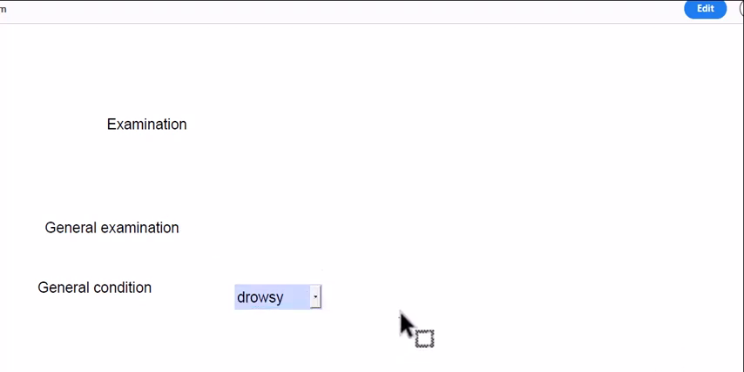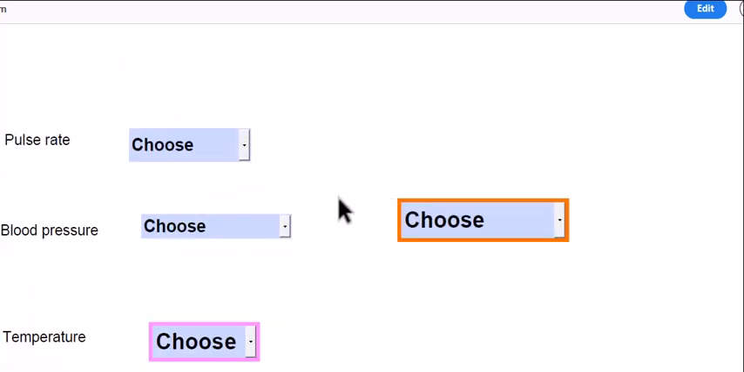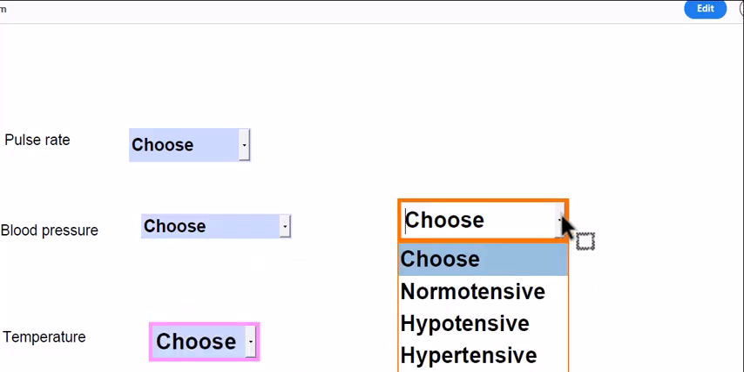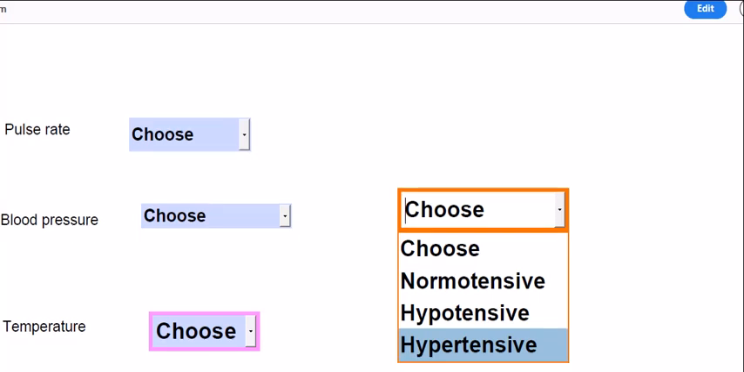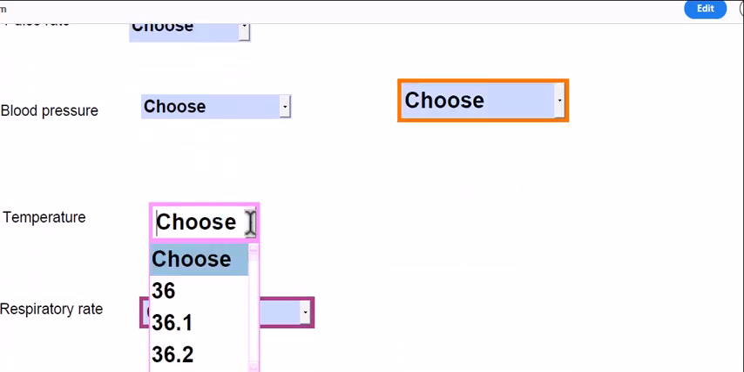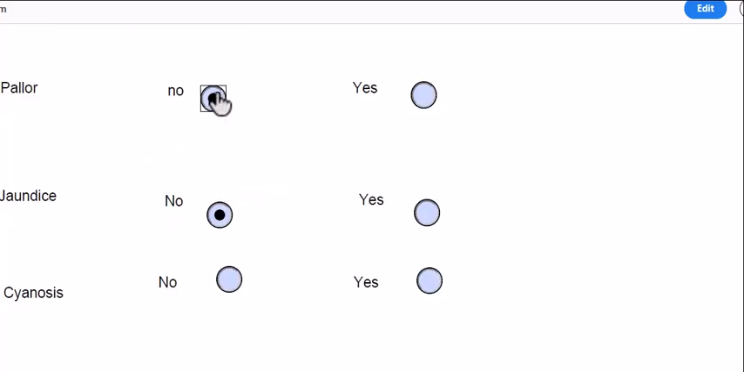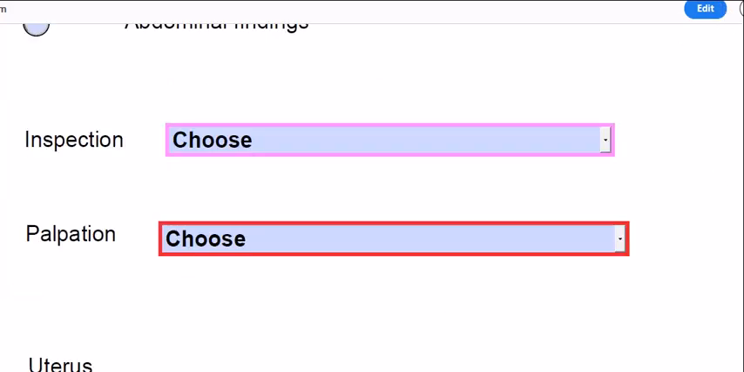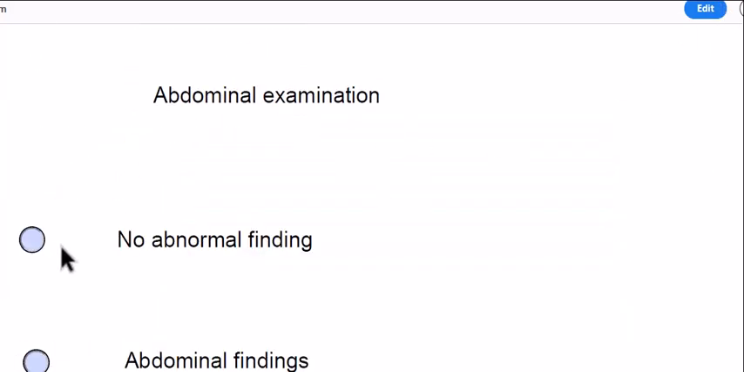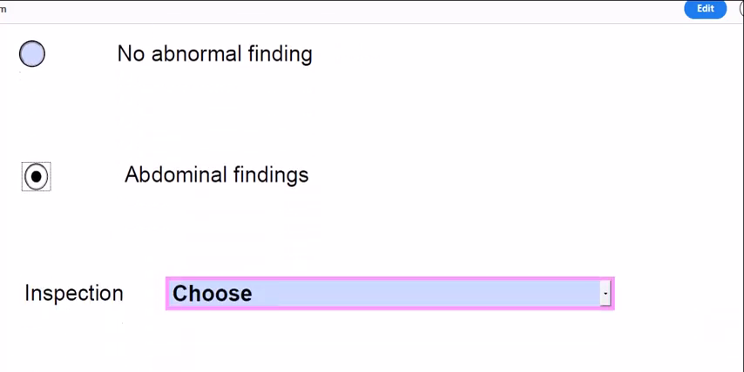Is the patient fair or drowsy, and then we are going to measure the pulse and blood pressure, and determine whether the patient is normotensive or hypertensive. We are going to determine the temperature and the respiratory rate. Is the patient pale, yes or no, does she have jaundice or not, and does she have cyanosis or not. Then we do the abdominal examination. Are there any abnormal findings on the abdomen or not? If she has abdominal findings, we are going to record them.